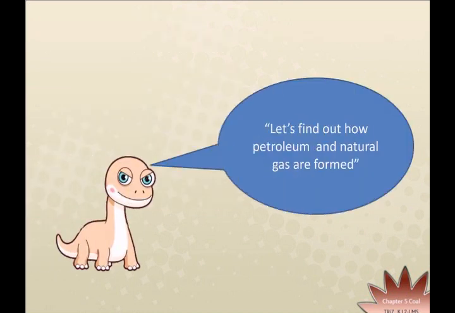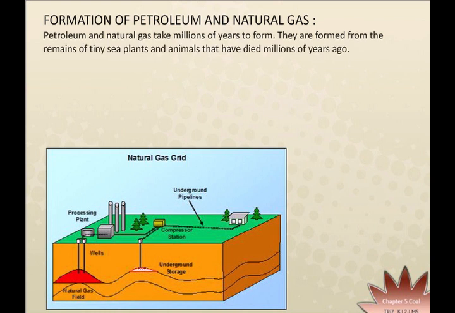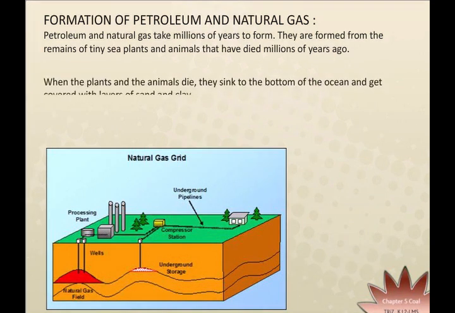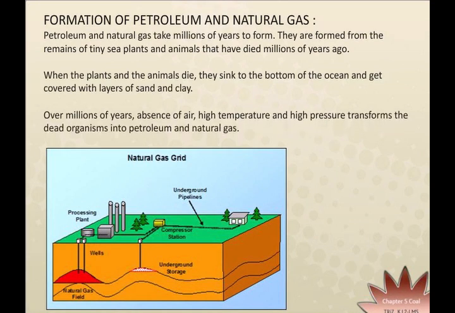Let's find out how petroleum and natural gas are formed. Petroleum and natural gas take millions of years to form. They are formed from the remains of tiny sea plants and animals that have died millions of years ago. When the plants and the animals die, they sink to the bottom of the ocean and get covered with layers of sand and clay. Over millions of years, absence of air, high temperature and high pressure transforms the dead organisms into petroleum and natural gas.